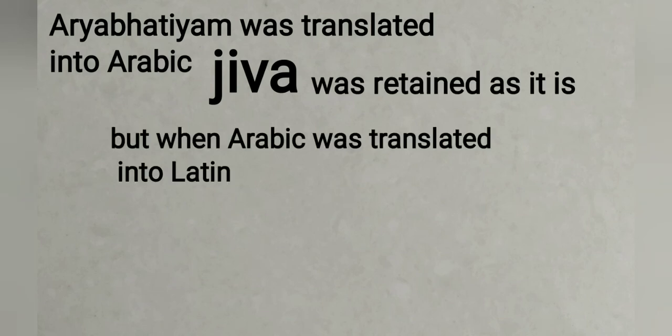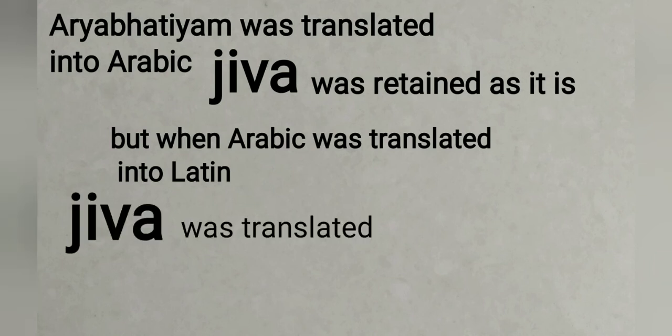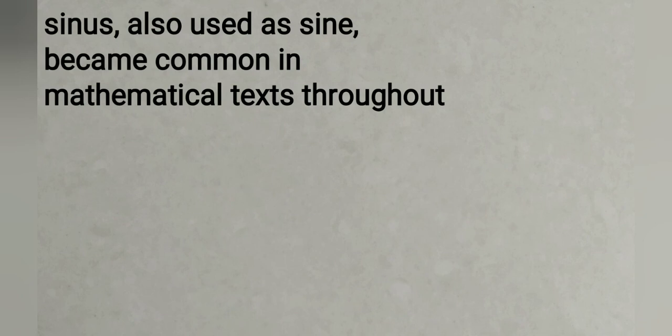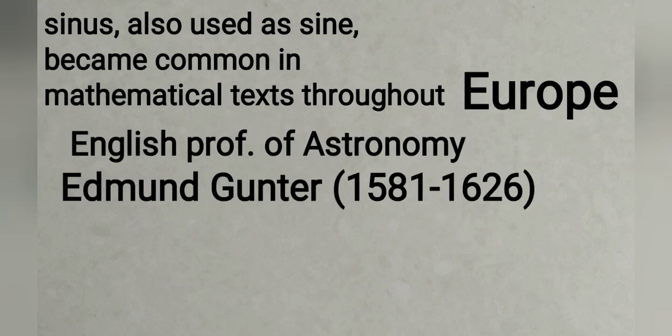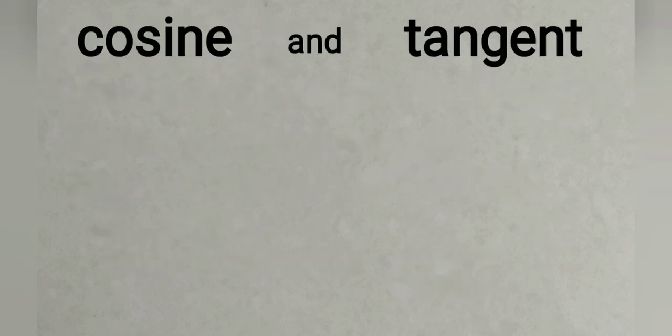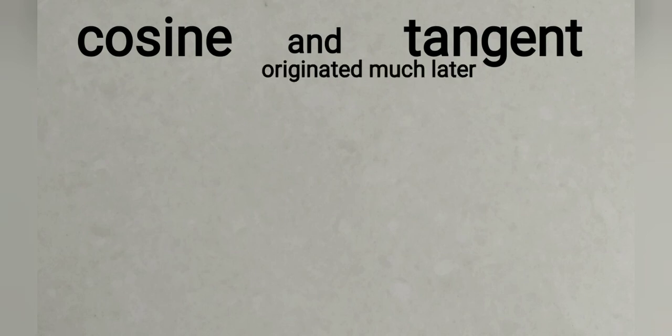But when the Arabic version was translated into Latin, Jiva was translated as sinus, which means curve in Latin. Soon, sinus, also used as sine, became common in mathematical texts throughout Europe. An English professor of astronomy, Edmund Gunter, first used the abbreviated notation sine. Cosine and tangent originated much later.